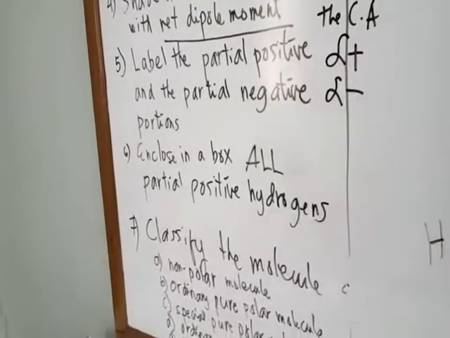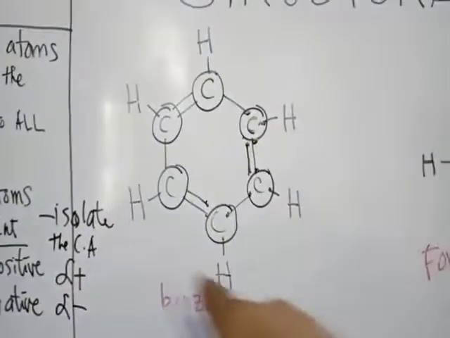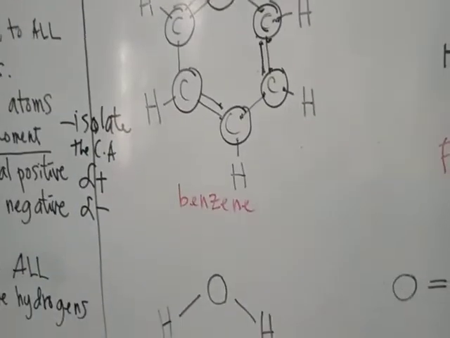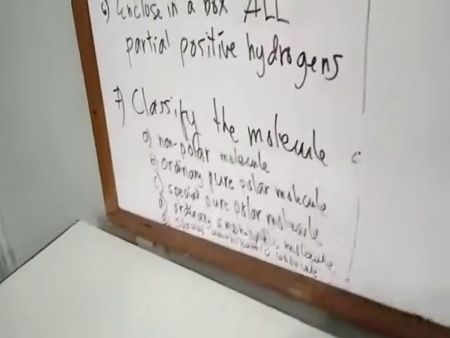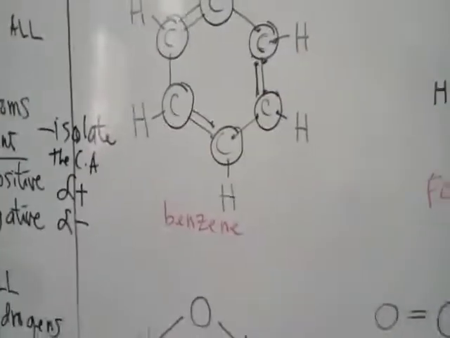Next, enclose in a box all partial positive hydrogens. Since there are no partial positive hydrogens, there is nothing to enclose in a box. Next, classify.